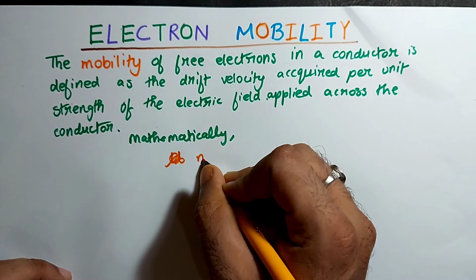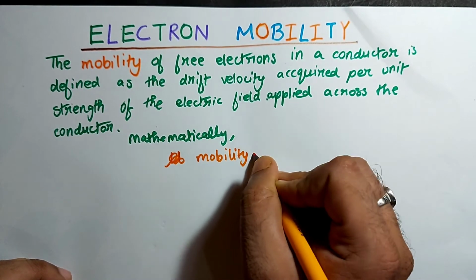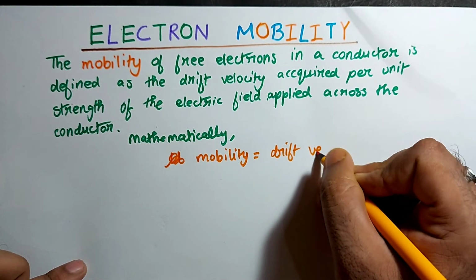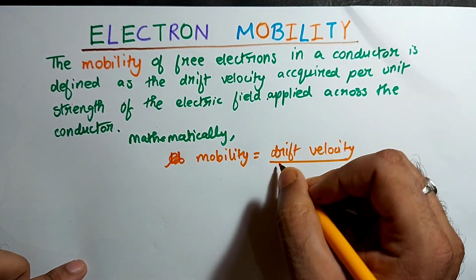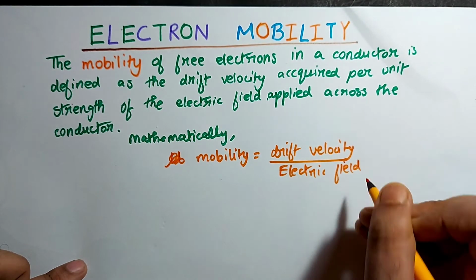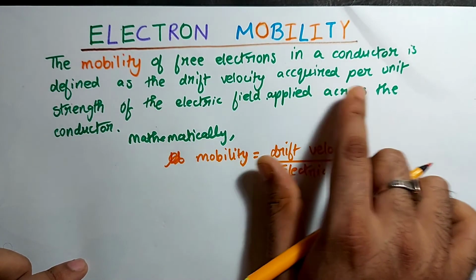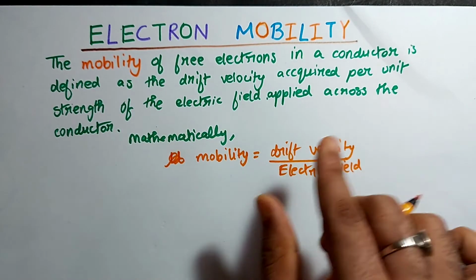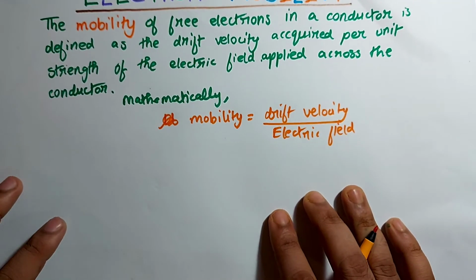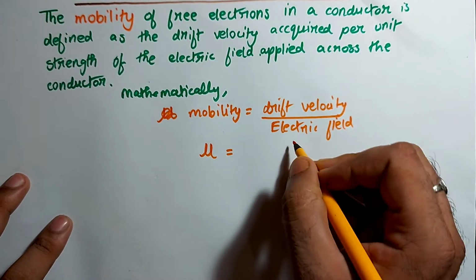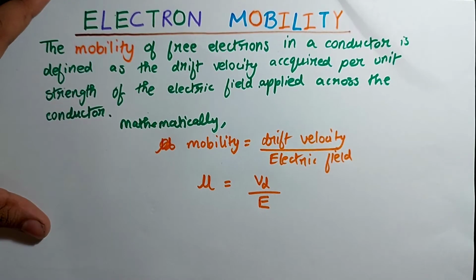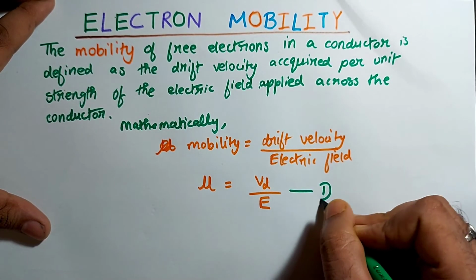Let us write the definition first. Mobility is equal to drift velocity divided by electric field, as the definition says, drift velocity acquired per unit strength of electric field. That is drift velocity by electric field. Symbolically we can write mobility mu is equal to drift velocity Vd divided by E. Let this be equation number 1.